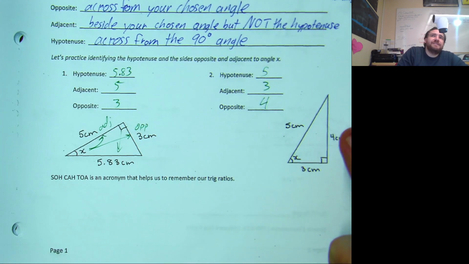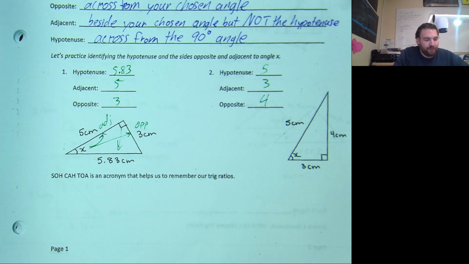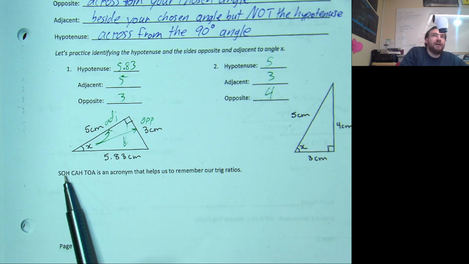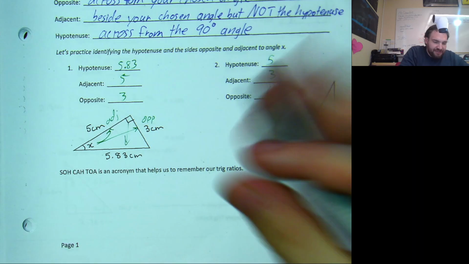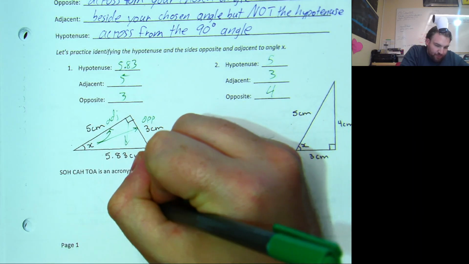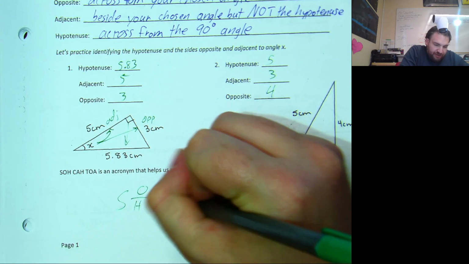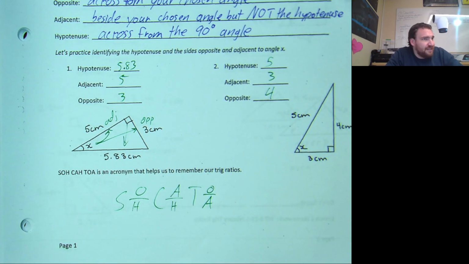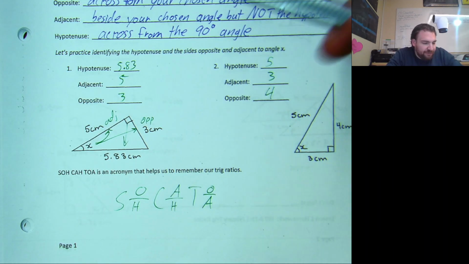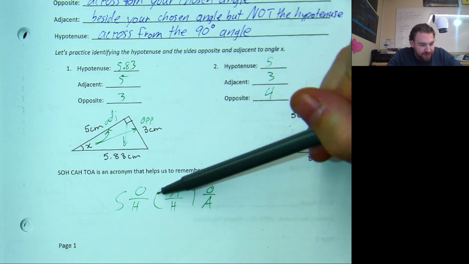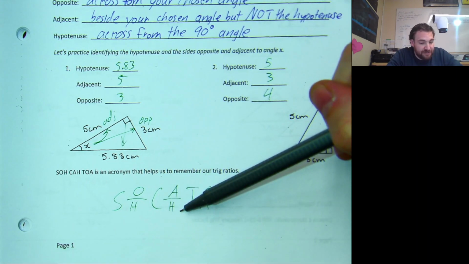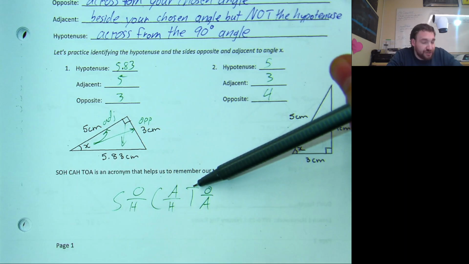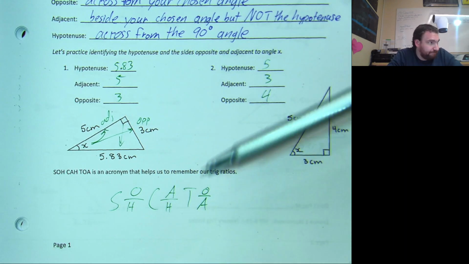One of the handy ways to remember these trig ratios and how they work together is this acronym here, SOHCAHTOA. Sometimes you'll see this written like this, which makes it look even more foreign language-y. This is just a technique that helps us remember which sides relate to which ratio. The sine ratio is equal to the opposite over the hypotenuse. The cosine ratio is equal to the adjacent over the hypotenuse. And the tangent ratio is equal to the opposite side over the adjacent side.